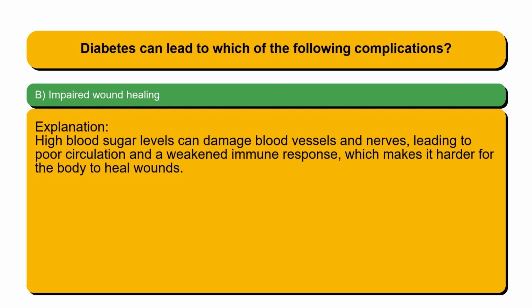High blood sugar levels can damage blood vessels and nerves, leading to poor circulation and a weakened immune response, which makes it harder for the body to heal wounds.